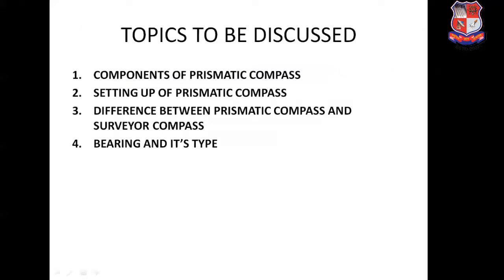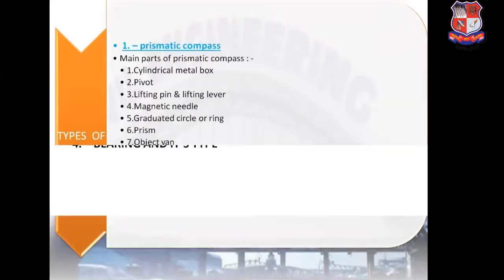These are the 4 topics that I am going to discuss in this lecture. First one, components of prismatic compass. Second, setting up of prismatic compass. Third one, difference between prismatic compass and surveyor compass. And fourth one, definition of bearing and the types of bearing. So let us start with the first point, prismatic compass.